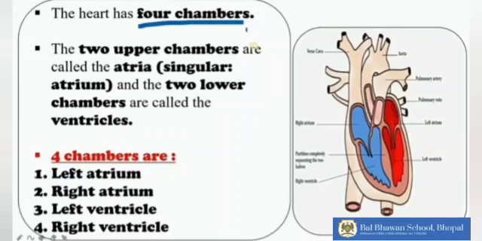And the 2 lower chambers, one blue and one red, they are known as ventricles. So, right ventricle and left ventricle. So in all we have 4 chambers, that is 2 auricles and 2 ventricles.